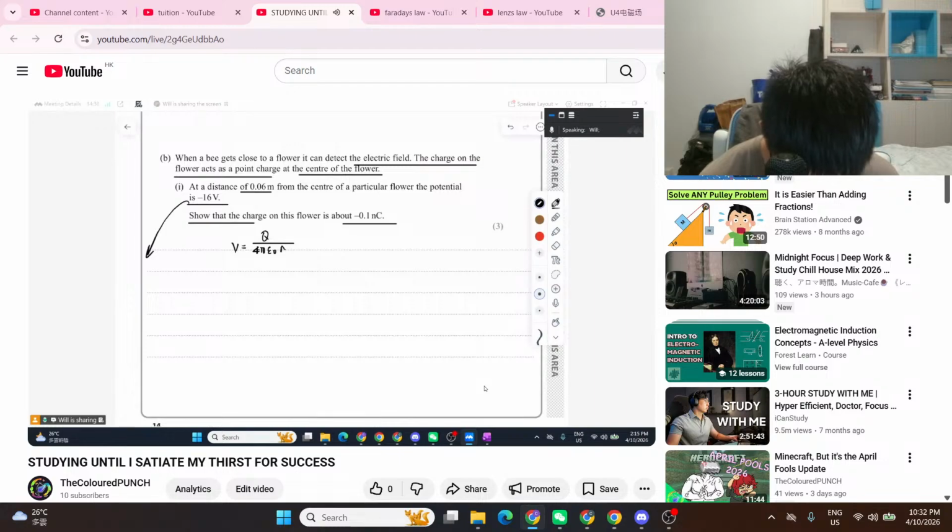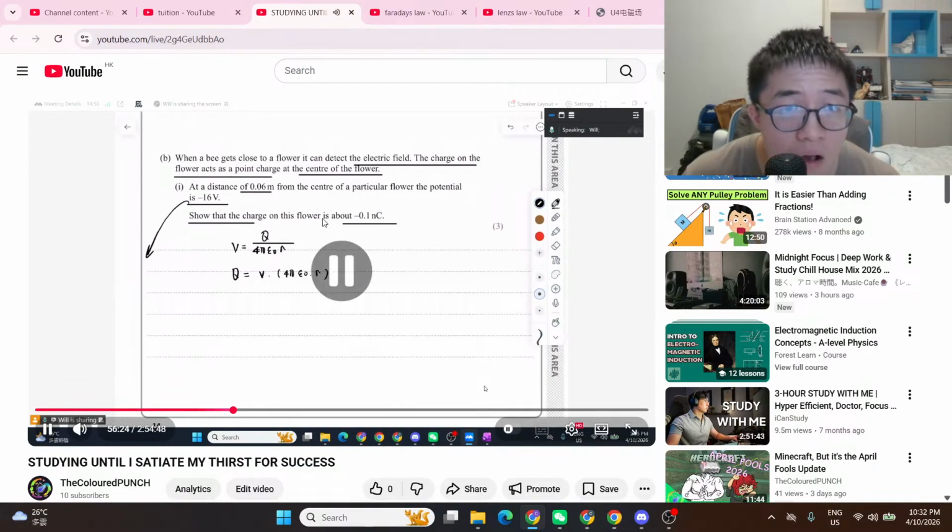And to take the variable, q equals what? The v times the 4 pi epsilon times the r, right? Okay, understand that? No problem.